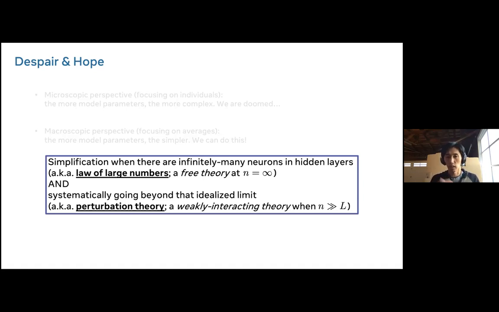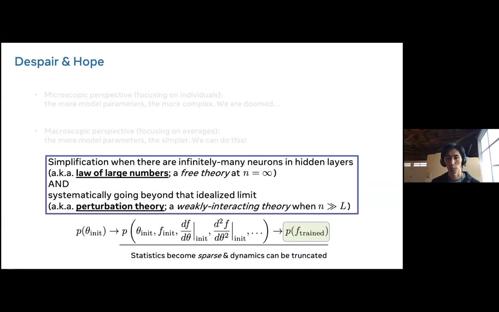This will be a weakly interacting theory, if that word makes sense to you, when the width is much larger than the depth. So basically you can do something like φ⁴ theory, you can do perturbation theory and calculate things, which is fun. More specifically, these words shouldn't make sense to you now, but hopefully they will by the end of this talk: the statistics at initialization and after training becomes sparse, and dynamics can be truncated, so you can solve things quantitatively.